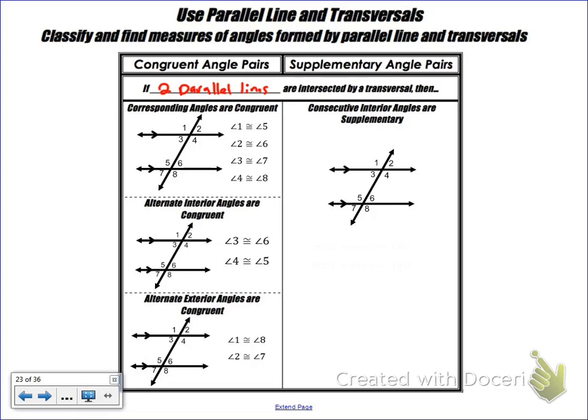The last angle pair that I have is my consecutive interior angles. And consecutive interior angles are going to be supplementary. So again, remember, supplementary angles will be angle 3 and 5, or 4 and 6. And supplementary, again, means they add up to 180 degrees. So the measure of angle 3 plus the measure of angle 5 will equal 180 degrees, and the measure of angle 4 plus the measure of angle 6 will equal 180 degrees.